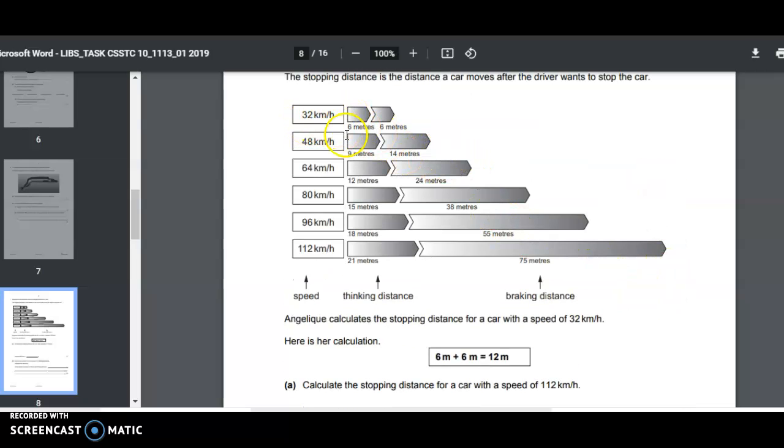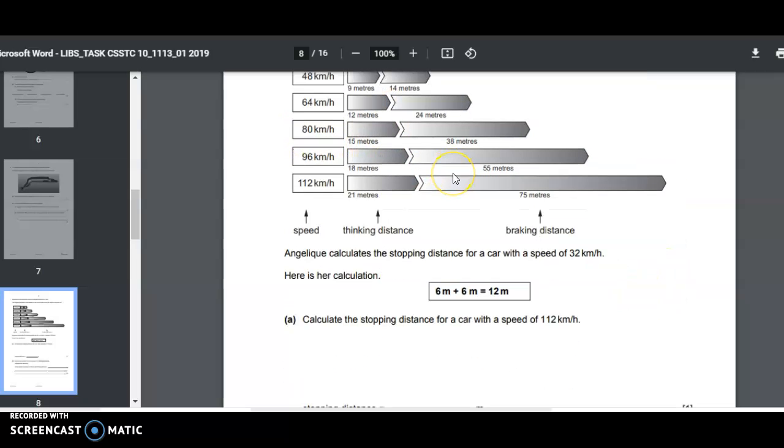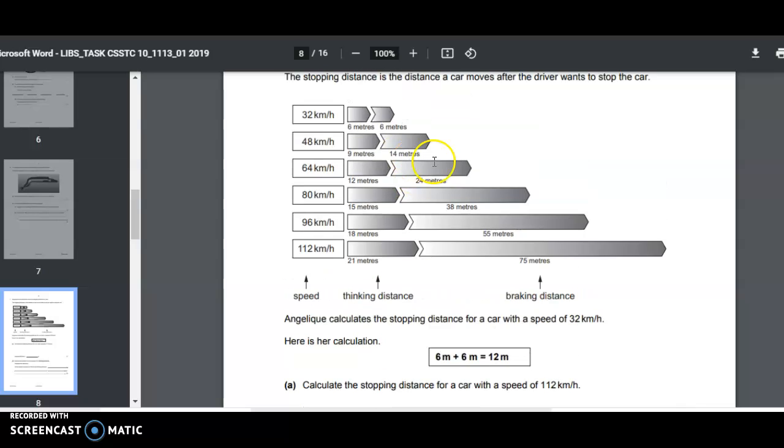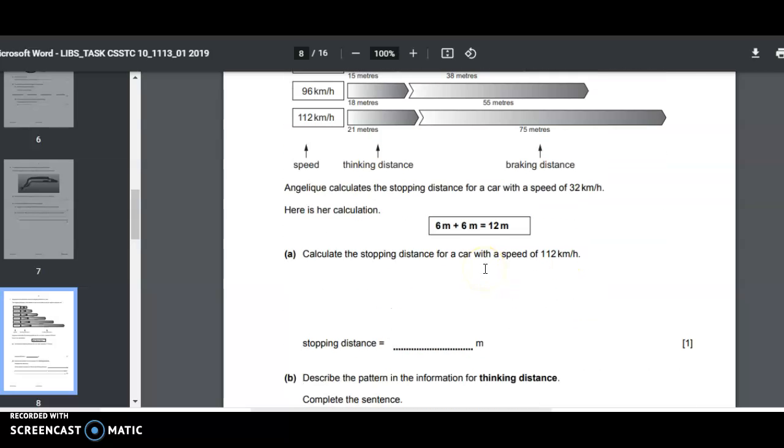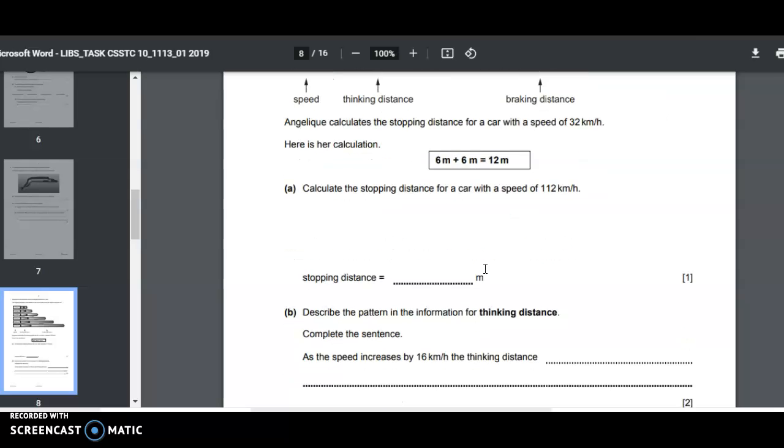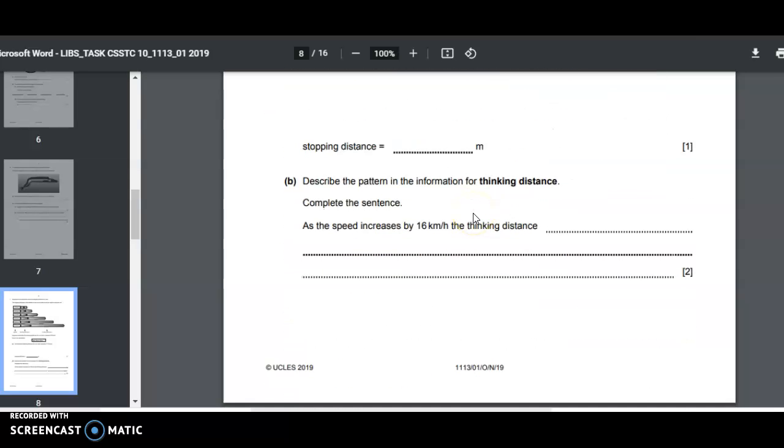So we see 32 miles an hour, 6 plus 6. So then you just follow that formula to find the speed that she did, which was 21 meters for thinking and 75 meters braking distance. And I think that gives you 96 meters. So let's look at the next one.